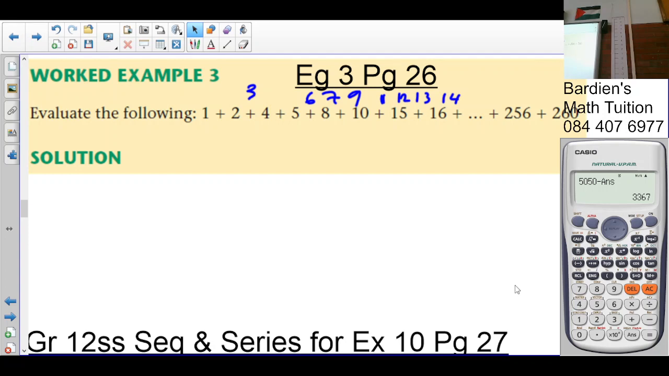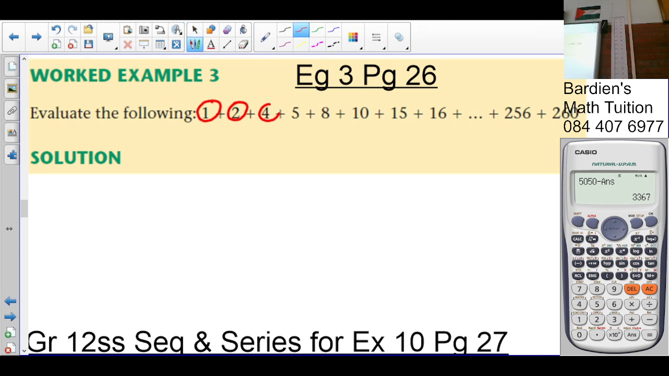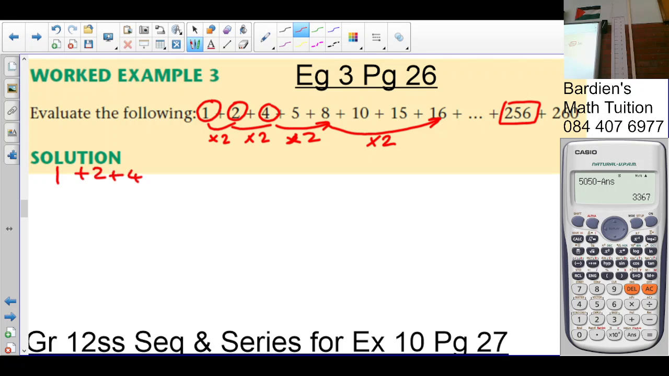So what I've noticed here as well is that if you look at this pattern, we got 1, 2, 4. If I'm multiplying by 2 all the time, then the next number is going to be 8, and the next number is going to be 16. And we know that 256 is part of that pattern. It's powers of 2. So we are going to break this up. So it's 1 plus 2 plus 4 plus 8 plus 16 plus up to 256. Okay. That is one pattern.